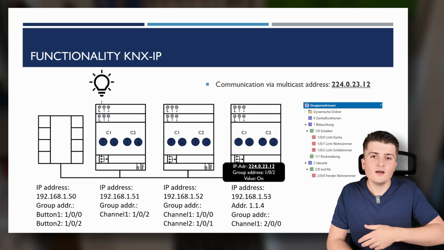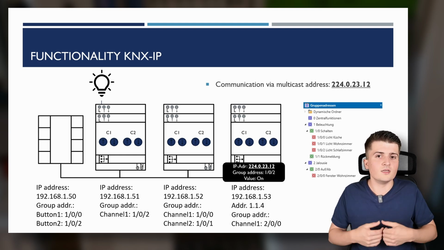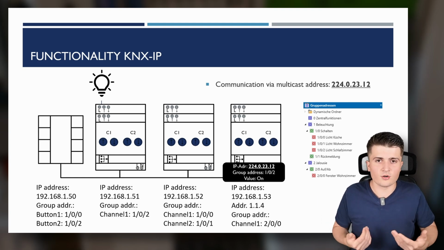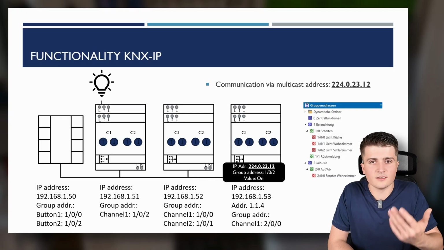So for example, a visualization server shows the response or the current status of the light, etc. So you see, even though we use IP, the functionality is basically the same as we have in KNX twisted pair. But sometimes this may cause some problems. Or not this, but some routers may cause some problems.